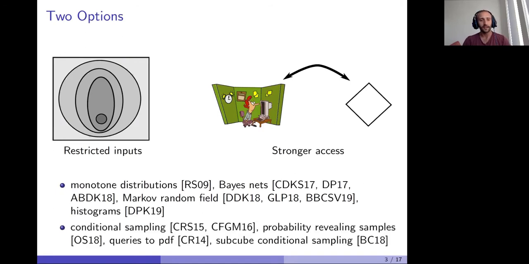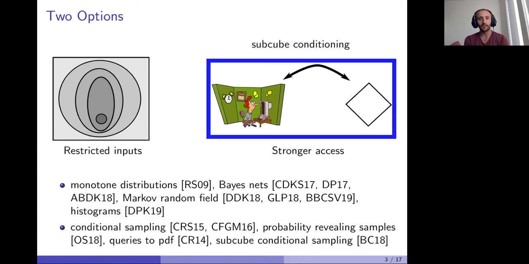On the other hand, there's other work trying to prove polynomial upper bounds on worst-case distributions. However, they're allowing Alice to access the distribution not just via independent samples, but perhaps through a stronger access. Here there's been work on what's called the conditional sampling oracle, or probability-revealing samples, making queries to the PDF, as well as subcube conditional sampling. And in this talk, we'll really talk about subcube conditioning.